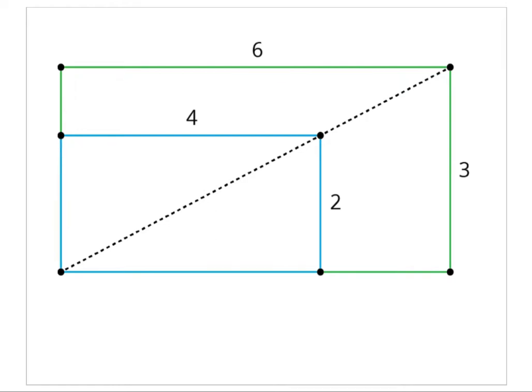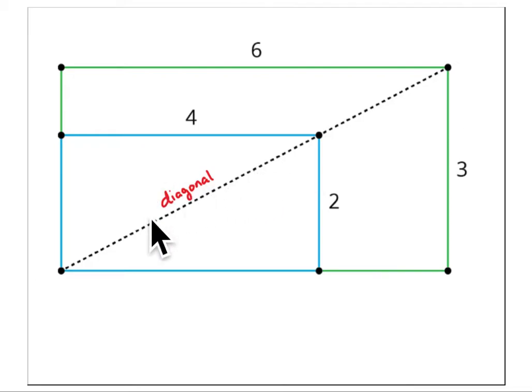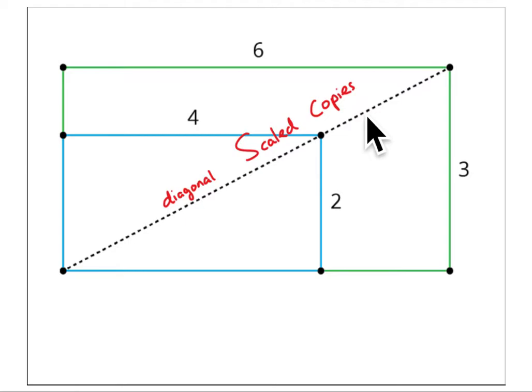This is the summary for lesson 1. The main point of this summary is that if you have scaled copies, so the green rectangle is a scaled copy of the blue rectangle, or vice versa, then you can always line up their diagonals along a straight line. So the diagonal of this blue rectangle will line up with the diagonal of this green rectangle. So those diagonals will always line up when you have scaled copies.